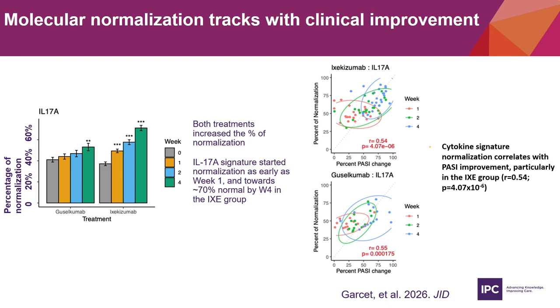The other way that we also look into is that the normalization on the y-axis is correlated with the PASI improvement on the x-axis, and this is especially true in the ixekizumab group. You actually see a large correlation. So using the control skin independent information as a surrogate, we could also have an indication of associating with the treatment response, in terms of the PASI improvement.